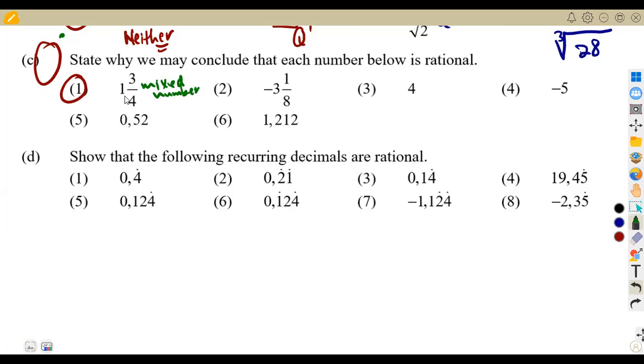If you multiply this, you're going to get 7/4, which is a ratio of two integers. But there's no need for you to do that because you know your basics. If you know these basics, you just have to write your answer, which is the same thing as what we have also on number 2. We have a condition again of a mixed number, in this case a mixed fraction.